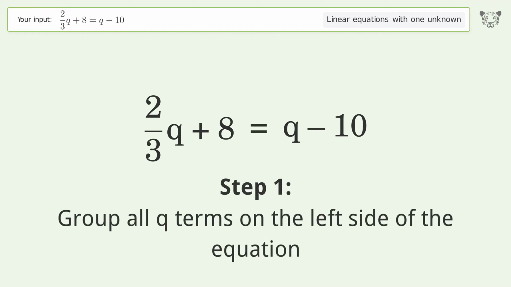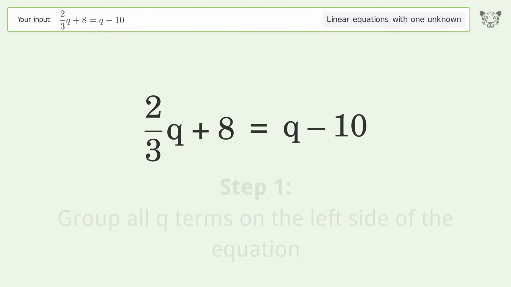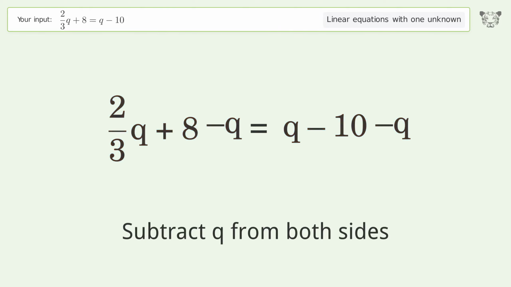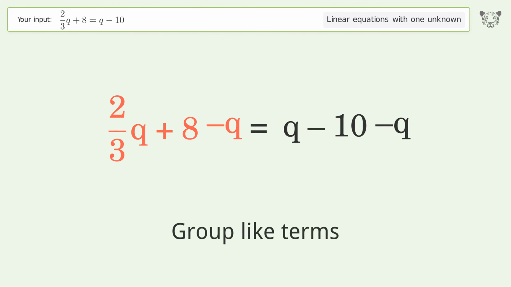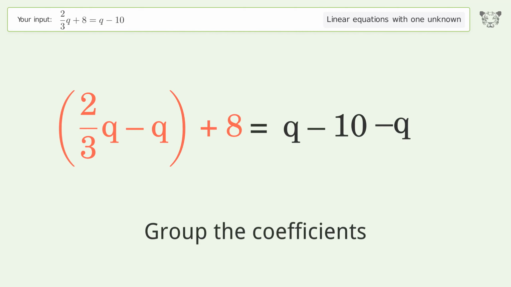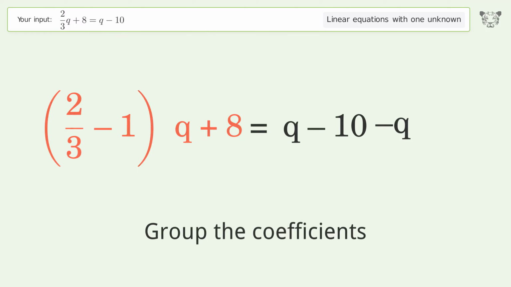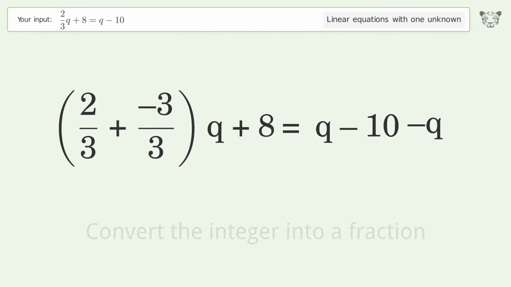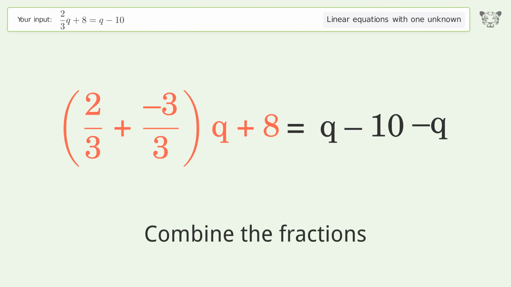Group all q terms on the left side of the equation. Subtract q from both sides. Group like terms. Group the coefficients. Convert the integer into a fraction. Combine the fractions.